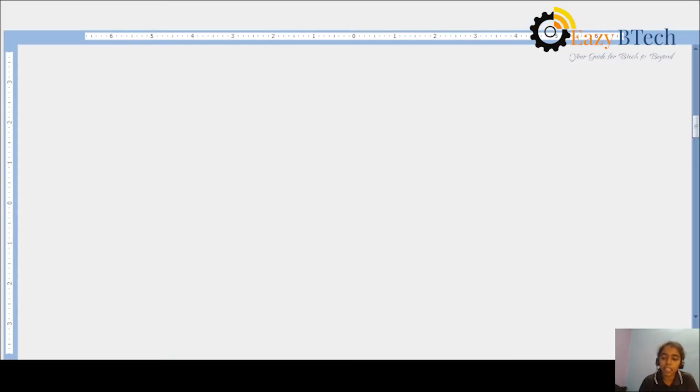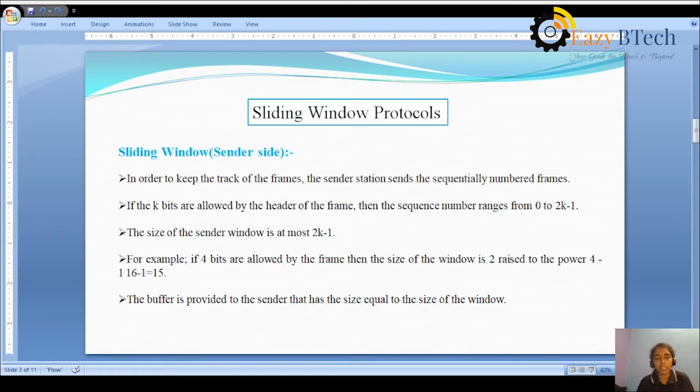Next, see the last step. The buffer is provided to the sender that has a size equal to the size of the window. Here the buffer concept appears. Each sliding window contains a buffer: the sender side sliding window contains one buffer and the receiver side sliding window contains another buffer. The main role of the buffer is that the particular data will be stored in that buffer only.